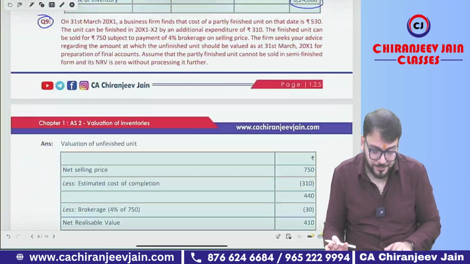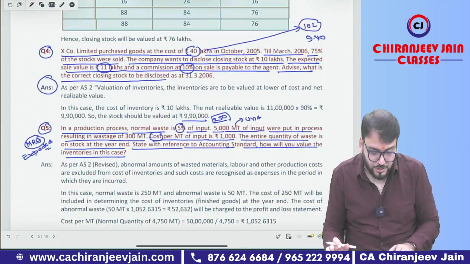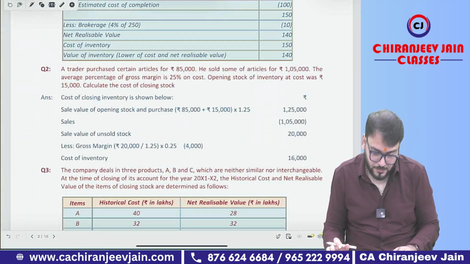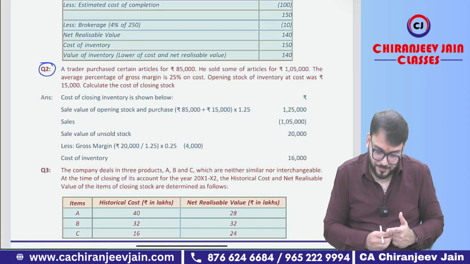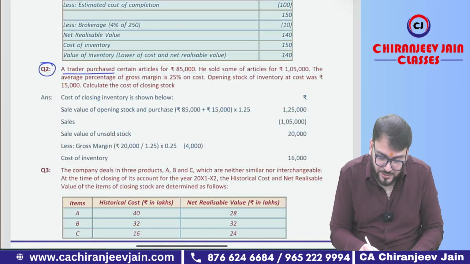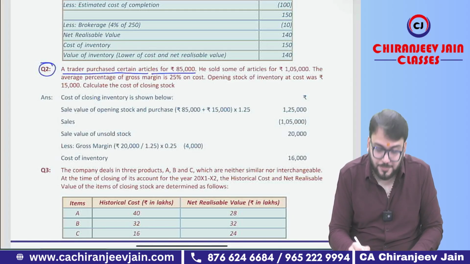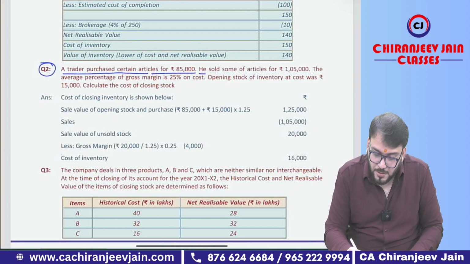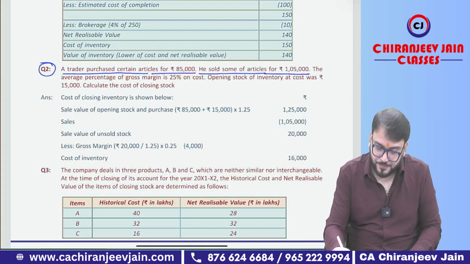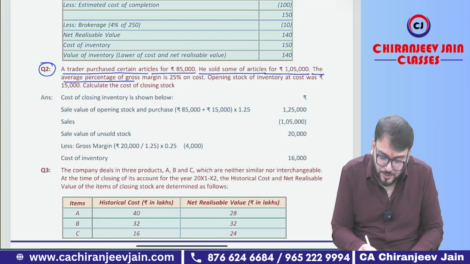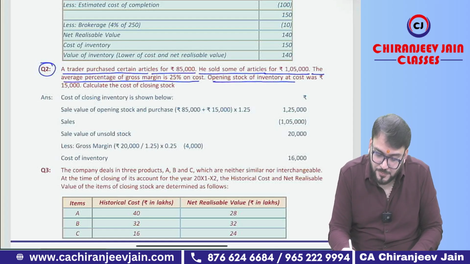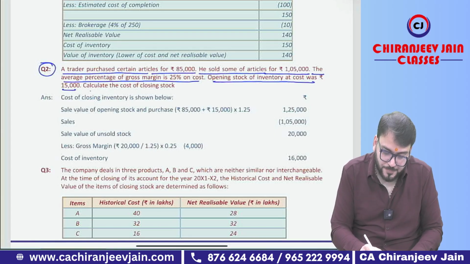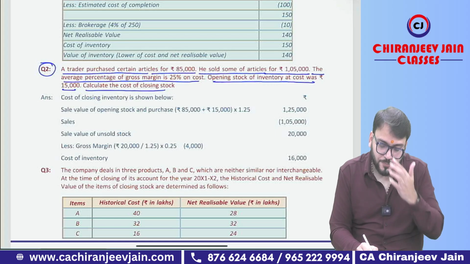Come to question number 2 first. What is given? A trader purchased certain articles for rupees 85,000. He sold some articles for rupees 1,05,000. The average percentage of GP margin is 25% on cost. Opening stock of inventory at cost was 15,000. Calculate the cost of closing stock.